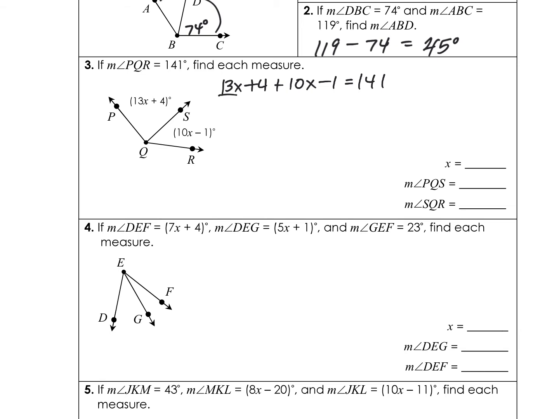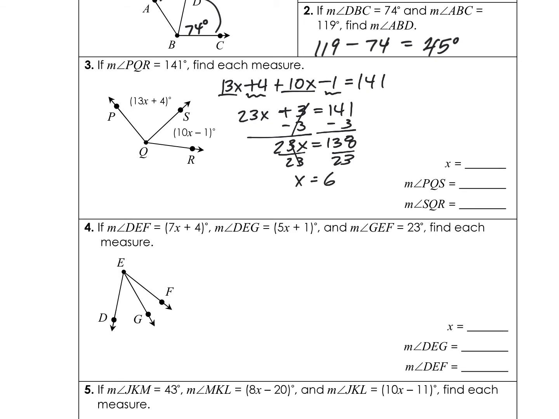Now we need to combine like terms and start to solve. 13x plus 10x is 23x. 4 minus 1 is 3. Subtract 3 from both sides. 23x equals 138, and then divide by 23. X equals 6.